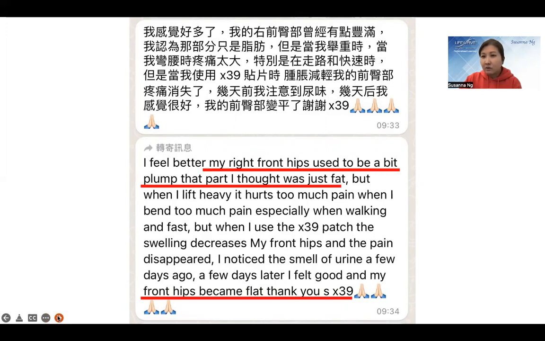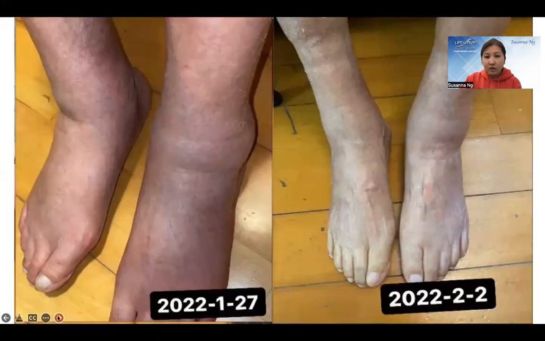So it is a good thing, right? And also you can see this leg, which was swollen, and after using X39 for just a week, you can see the difference.